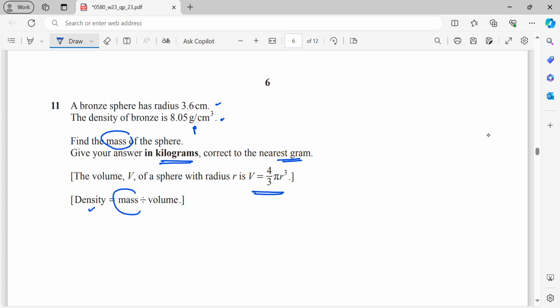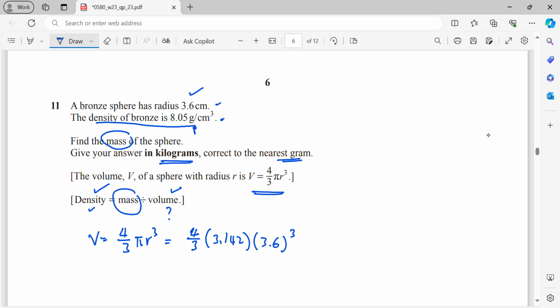Mass means I need to find out what is my density and volume. Density is given, so volume is unknown. Therefore, the first step is to get the volume. So volume is 4 over 3 pi r cubed. Substituting the values, 4 over 3, pi is 3.142, and r is given as 3.6, so here is 3.6 cubed. Then you will be getting 195.4575 centimeter cube, because your radius is in centimeter.